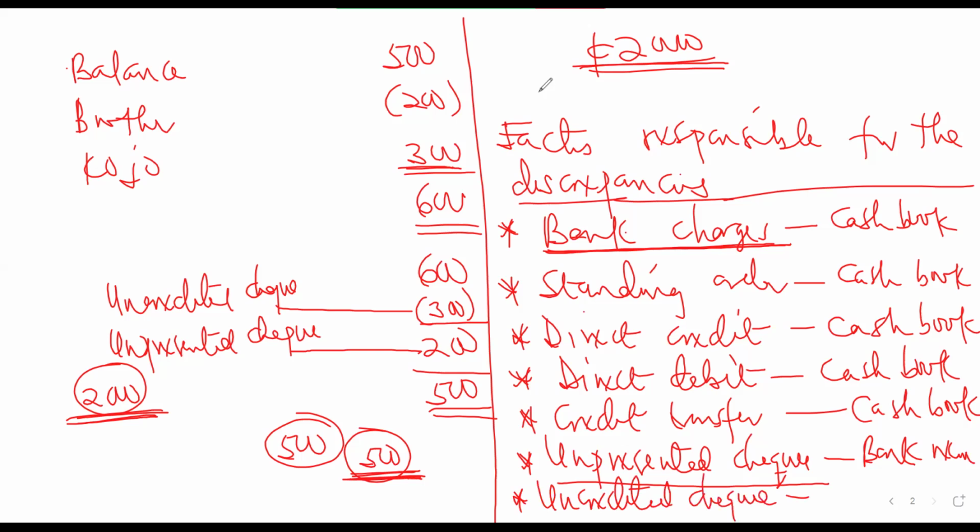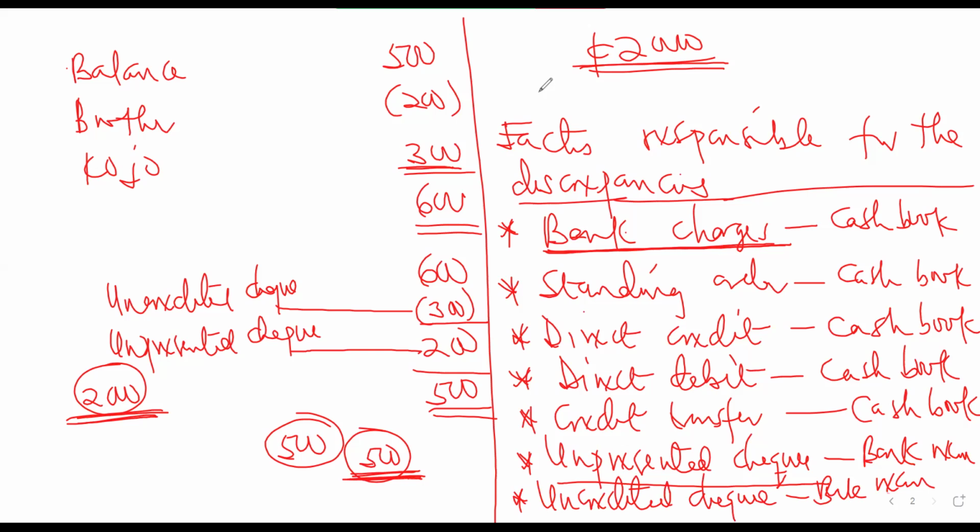Okay. Uncredited check is also a bank reconciliation item. What do we call an uncredited check? It's those checks that you have received from customers which have been entered into the cash book, but the bank is yet to record them.